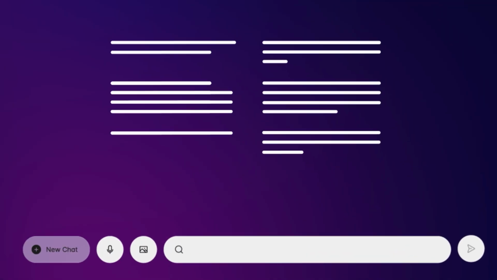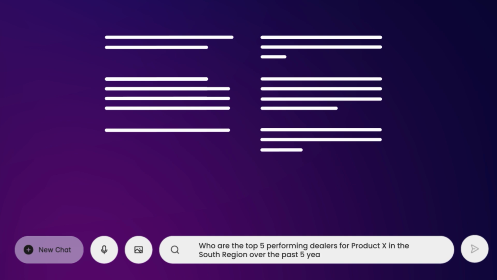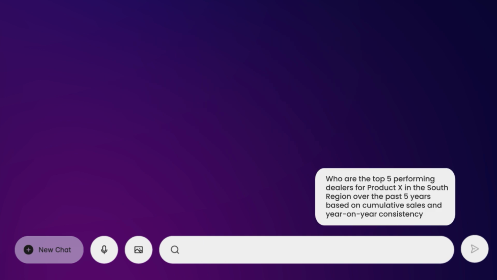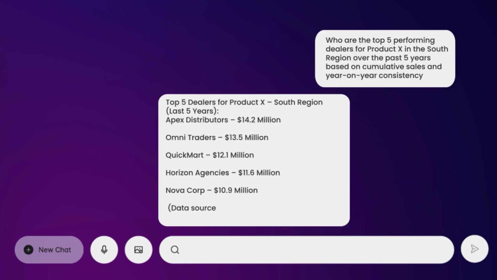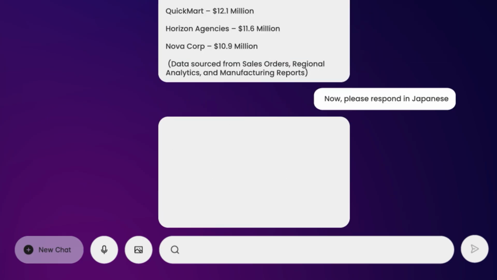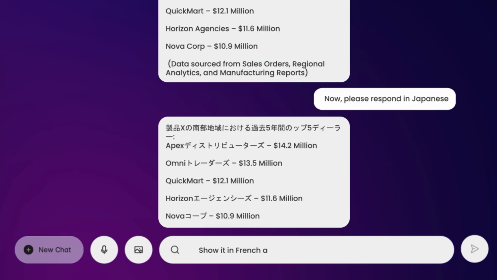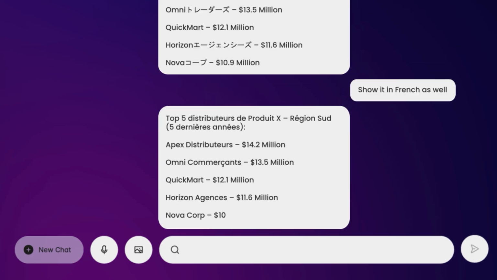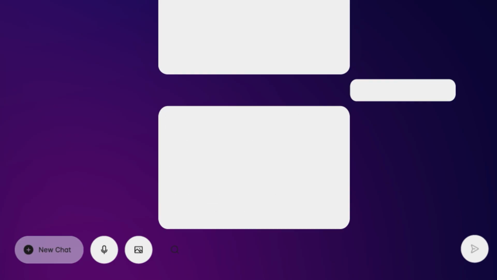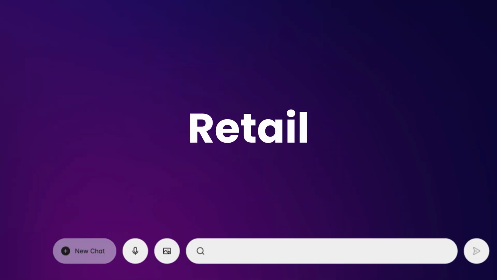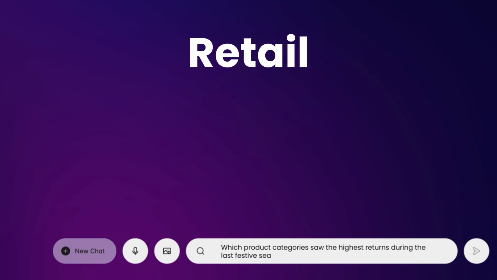Imagine asking a single question and instantly receiving multilingual, cross-departmental insights. With the AI agent, executives get consolidated answers, fast and in the language they prefer. Just like other sectors, Trangile AI Agent works seamlessly across business verticals and industries like retail. Which product categories saw the highest returns during the last festive season?